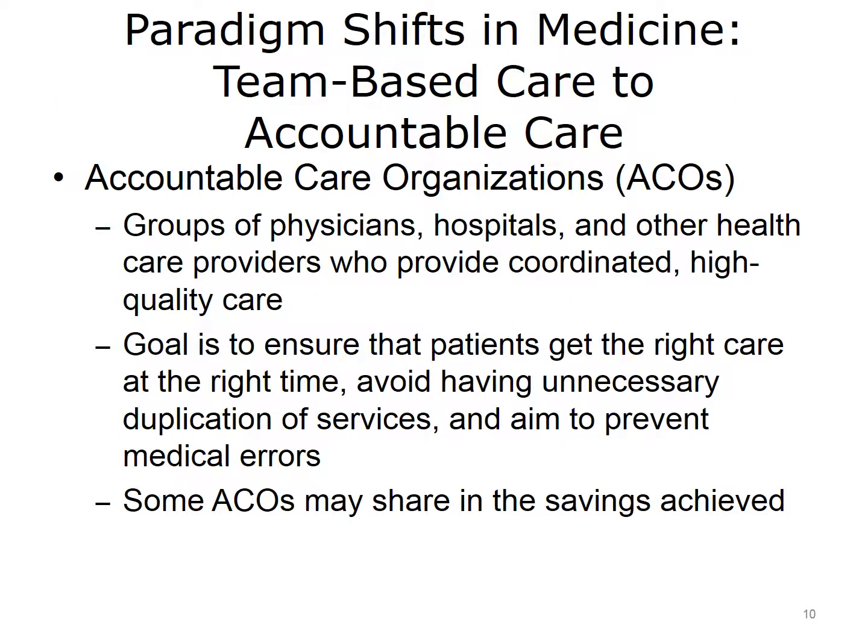With the passage of the Affordable Care Act came the concept of Accountable Care Organizations, or ACOs. These are groups of physicians, hospitals, and other healthcare providers who come together to provide coordinated, high-quality care. The goal of ACOs is to ensure that patients, especially the chronically ill, get the right care at the right time, while avoiding unnecessary duplication of services and aiming to prevent medical errors. Under some models, when an ACO succeeds both in delivering high-quality care and spending healthcare dollars more wisely, it shares in the savings it achieves.